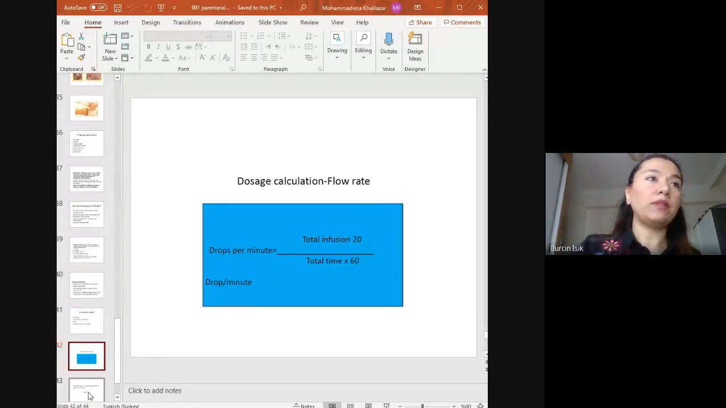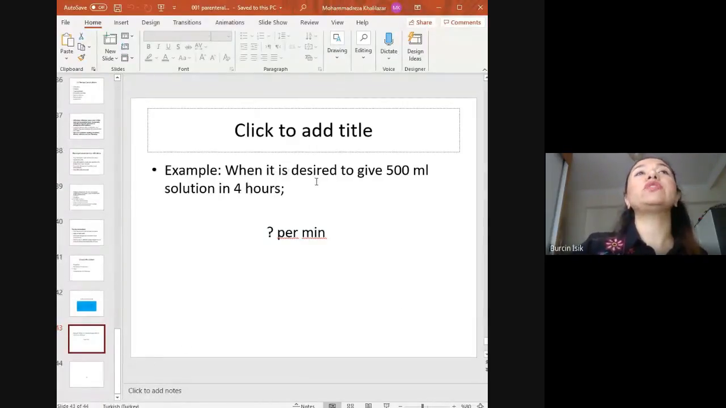For example, what is the right rate to give a 500 milliliter solution over 4 hours? You can calculate that. Can you?